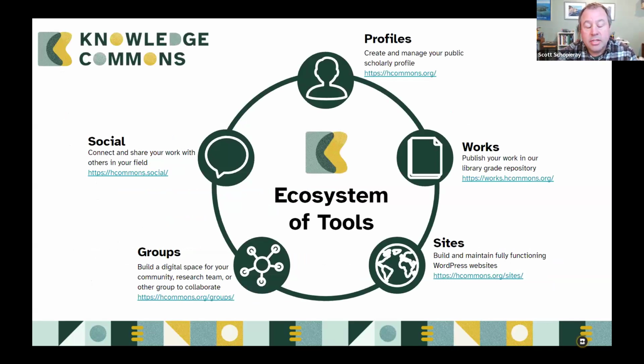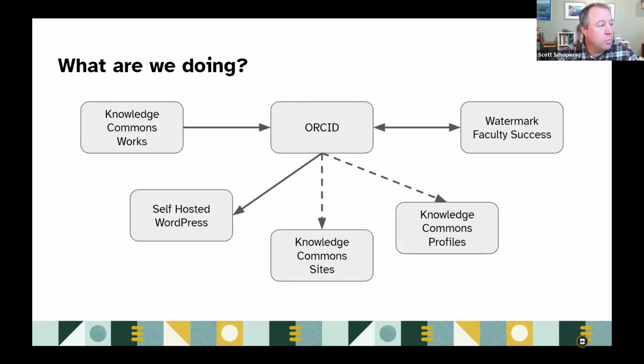Knowledge Commons brings together a suite of 5 core tools within the ecosystem. Some of them talk with one another a little better than others, but all of them are working on connecting through the use of persistent identifiers like ORCID. And I'll share a little bit of this work.